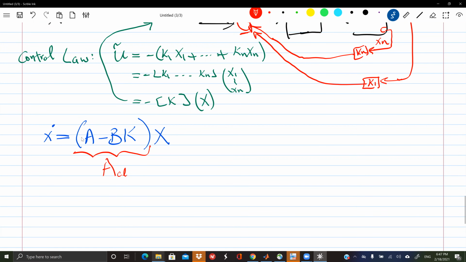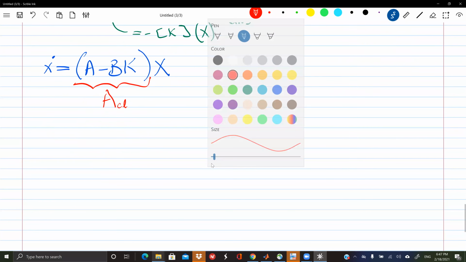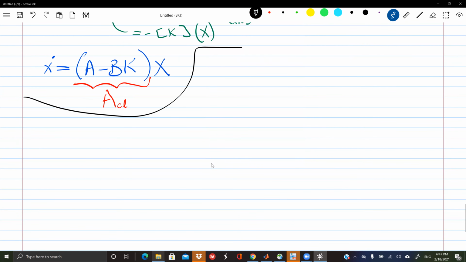Before the feedback, my A matrix is the one that gives me stability. If I don't like it, I do feedback control. And now I have a new A matrix after closing the loop. This new A matrix is what? It is the old one minus BK. So I can simply design my K's, the gains here, to adjust the closed loop matrix. A quick example to finish and go home.